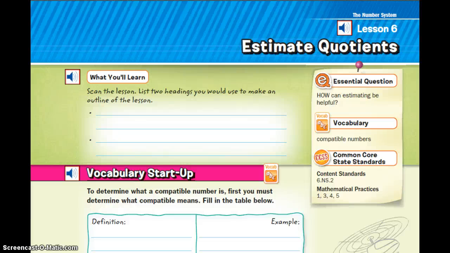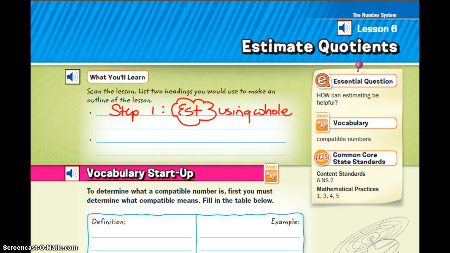Chapter 3, Lesson 6. Please turn with me to page 223. So again, it's on estimating quotients. So step 1 is all about this lesson, which is to estimate using whole numbers. The better you become at estimating, the better you become at solving problems correctly.